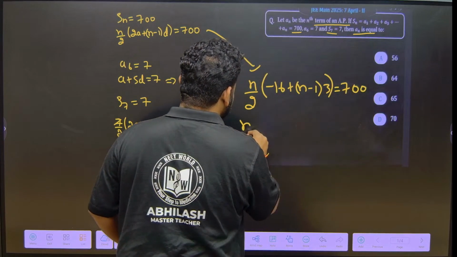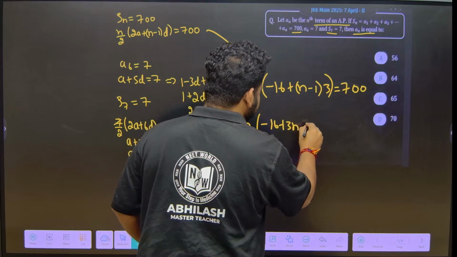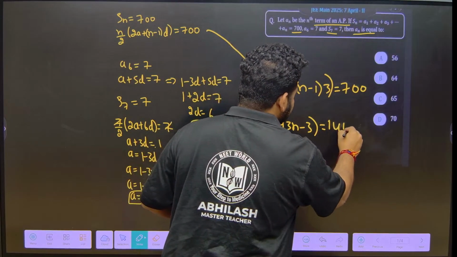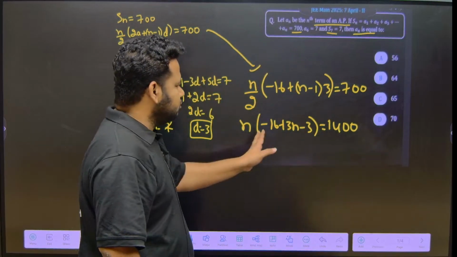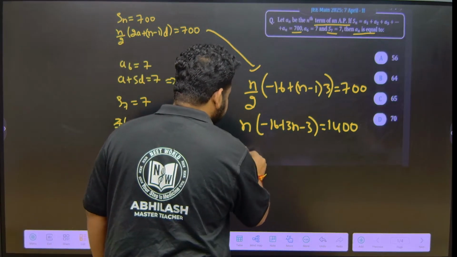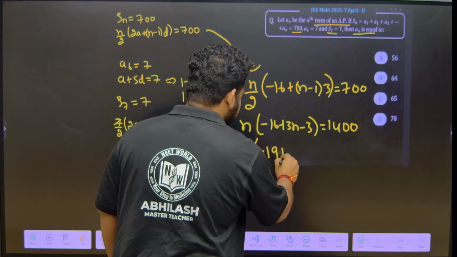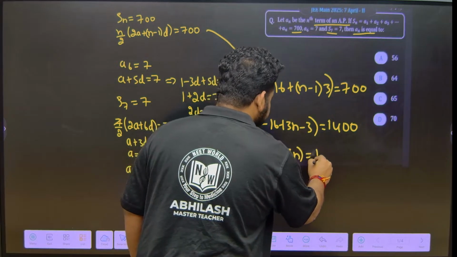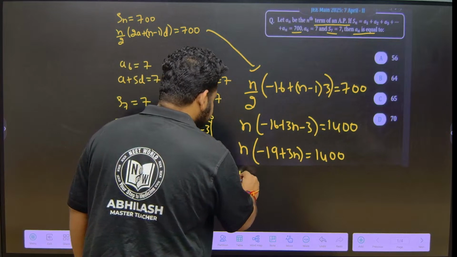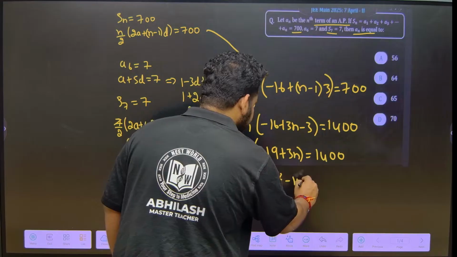So n into minus 16 plus 3n minus 3 is equal to 700 into 2, which is 1400. So this will give us n into minus 16 minus 3 is minus 19, plus 3n is equal to 1400. If I multiply here, this will become minus 19n plus 3n square minus 1400 is equal to 0.